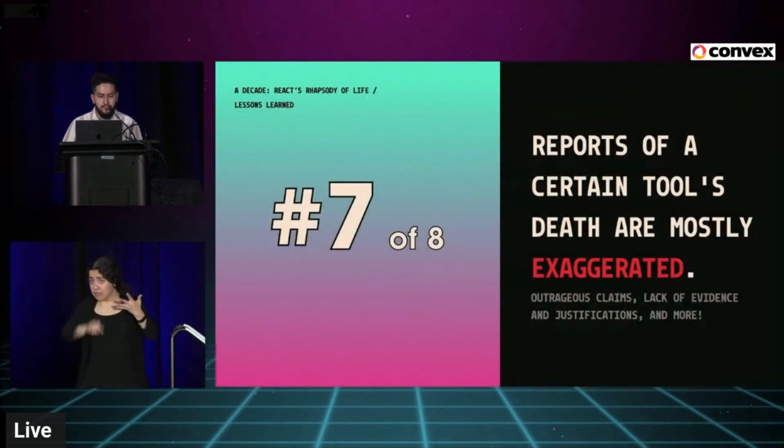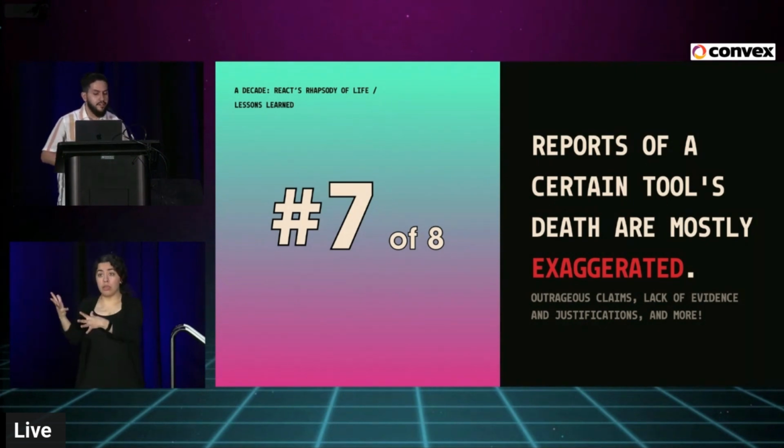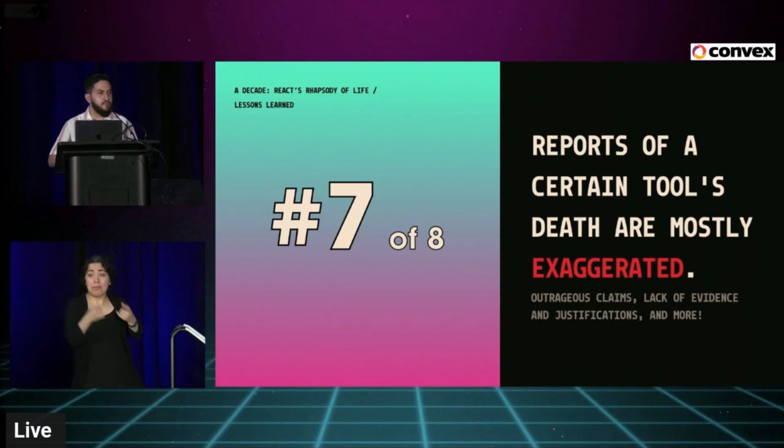And moving on, and you probably know this, but the reports of the death of certain tools are always or mostly exaggerated. They're based on outrageous claims, they lack evidence, they lack justifications. And this has happened before to VDOM, where people said that VDOM was dead, and then we got React, and then they said VDOM was dead again, and we got Marko.js. It has happened to other tools like Ruby on Rails or other parts of the ecosystems. And that has happened to entire languages and ecosystems like PHP.